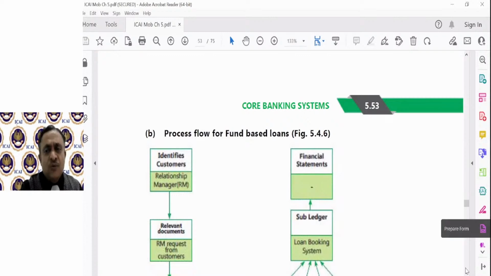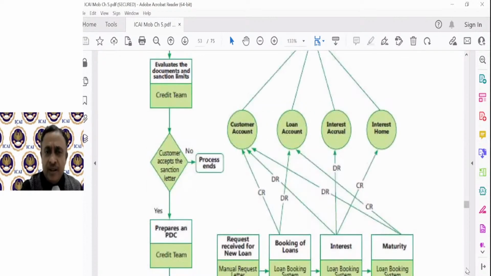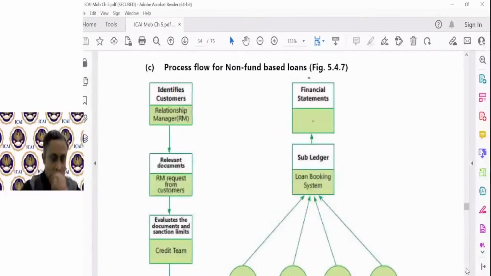Then this is the process flow. I'm not reading it now. You can go through this. Two detailed flowcharts are there.